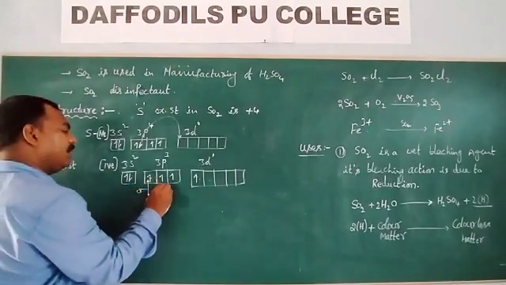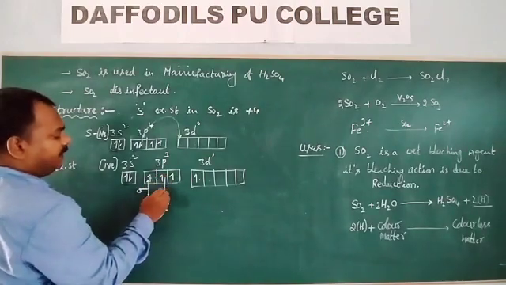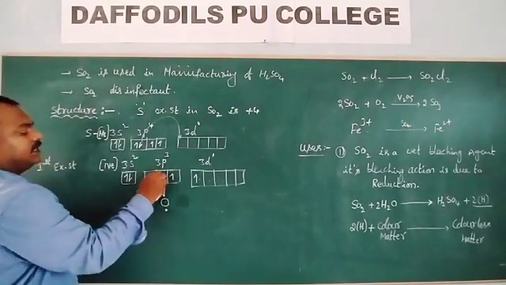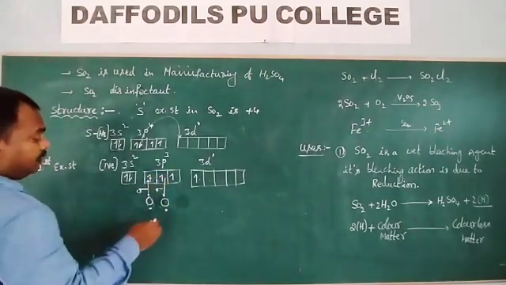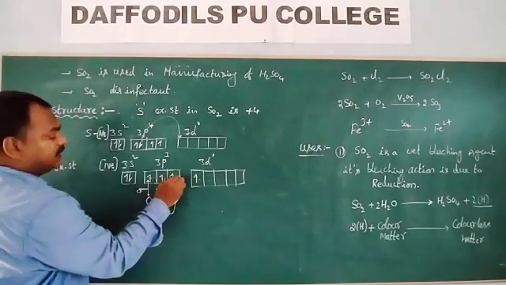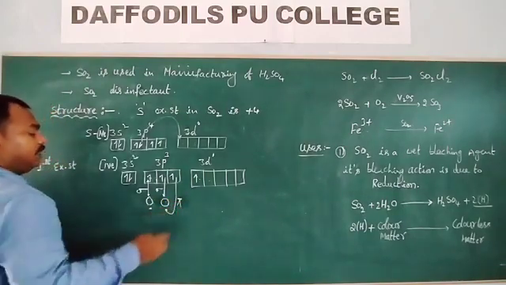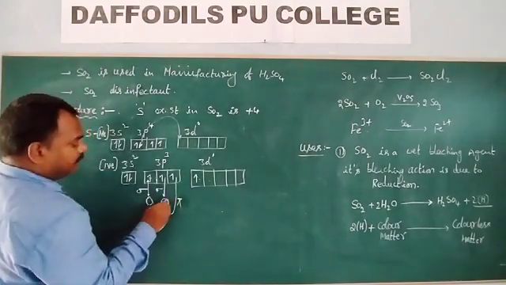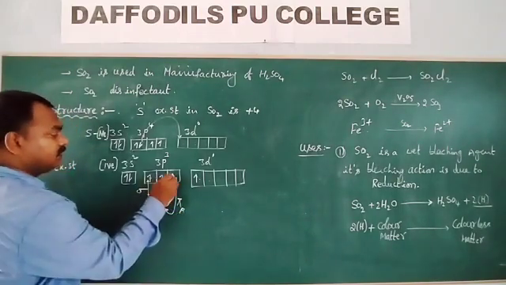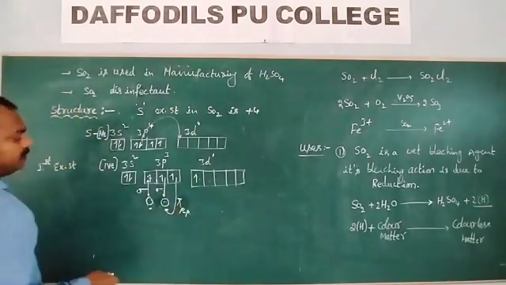This oxygen's unpaired electron makes a bond with this sulfur unpaired electron. Again you get another sigma bond between this oxygen and sulfur. The other unpaired electron of this oxygen will make another bond with this sulfur unpaired electron. Then you get a pi bond. Which kind of pi bond is this? This electron is in the oxygen p orbital, and this electron is in the sulfur p orbital. So you are getting a pi pp bond.